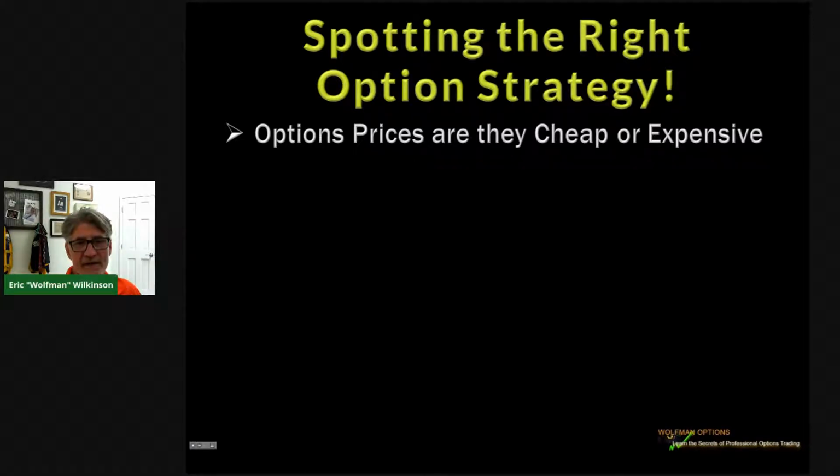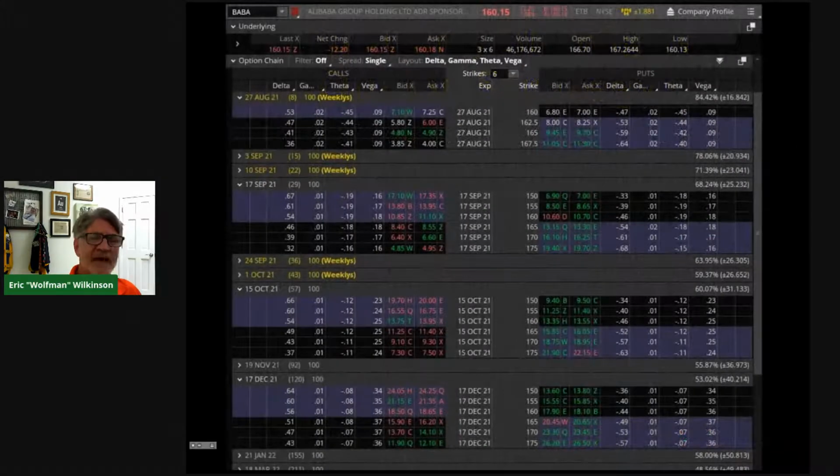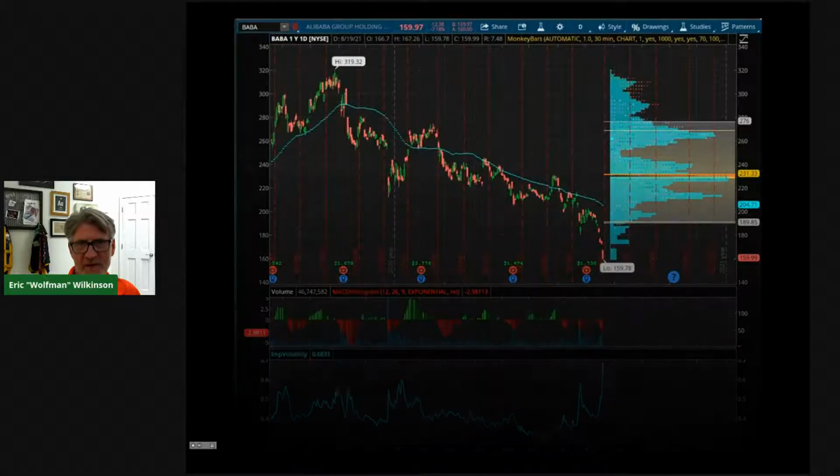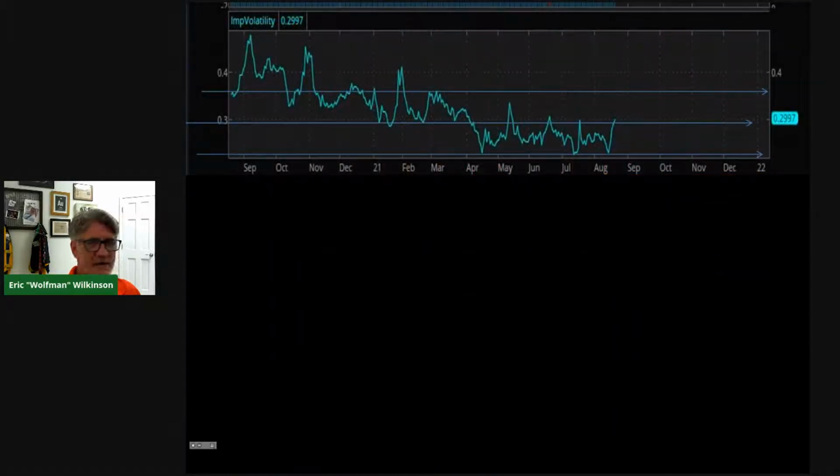But how do we know if those options are expensive or cheap? I'm throwing it out here right now. Anybody know? We have to look at the option montage, and I've got Baba up here. I don't know why I've got Baba up there. Did these not save? Hold on, give me 1 second here. For some reason, those trades did not.